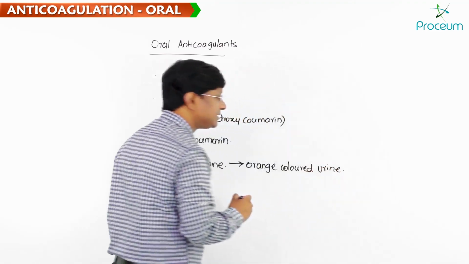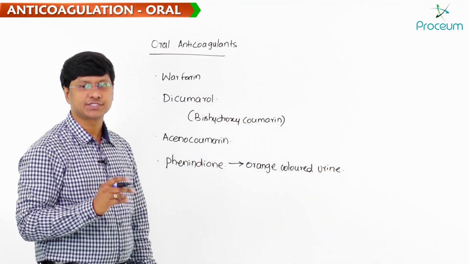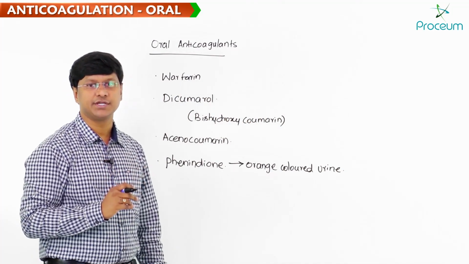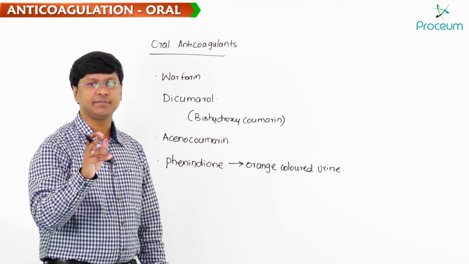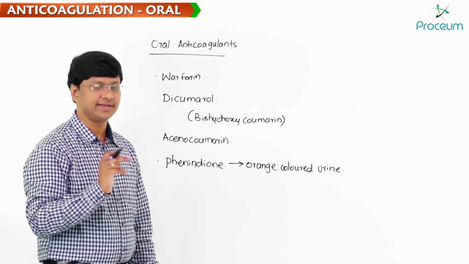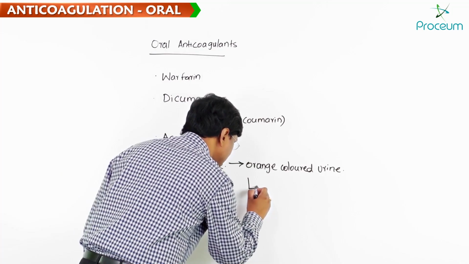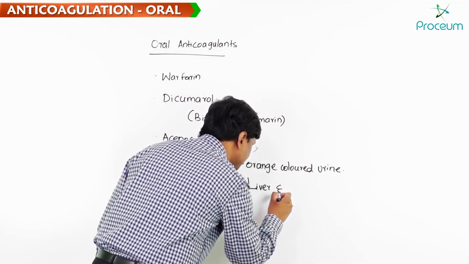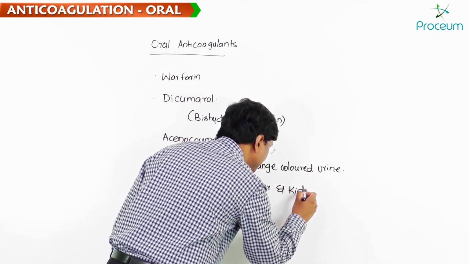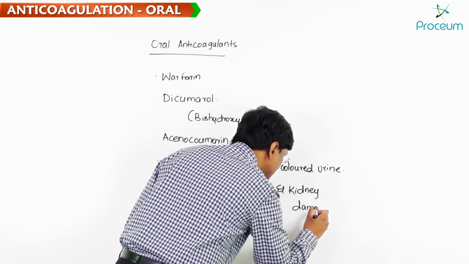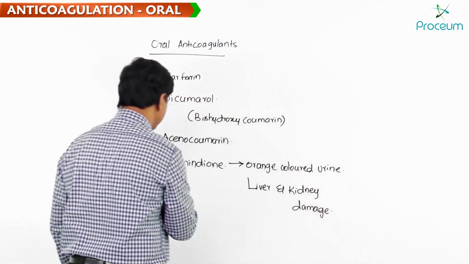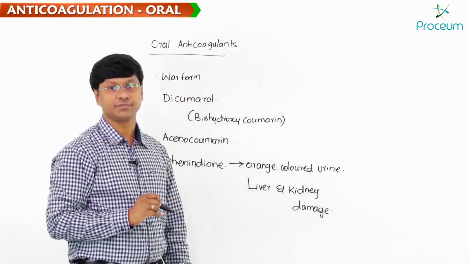The other important point that you should know is that not only will it cause orange colored urine, it will also cause very severe hepatic damage as well as renal damage. So there will be liver and kidney damage seen in these patients who are taking phenandione.